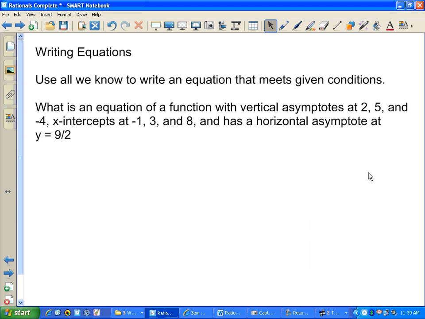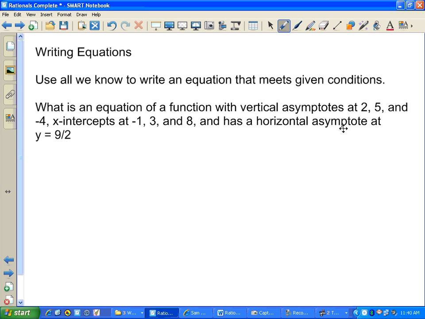Okay, when we move on to writing equations, it's going to use the same information that we've been using. So vertical asymptotes, if we have a list of vertical asymptotes, those are coming from our denominator. So that's going to tell me what factors I have in the denominator. Okay, x-intercepts, those come from my numerator. So those are going to tell me what factors I have in the numerator.